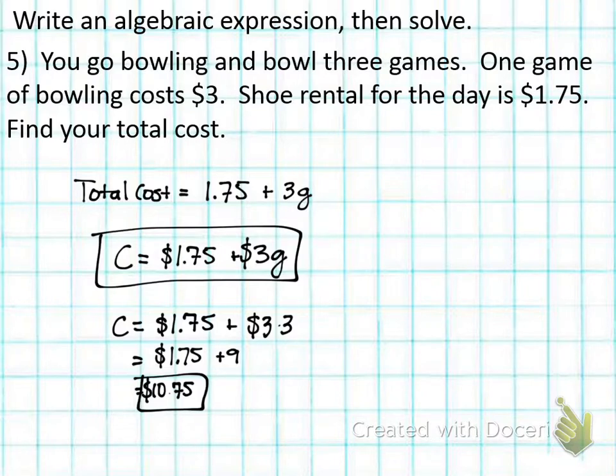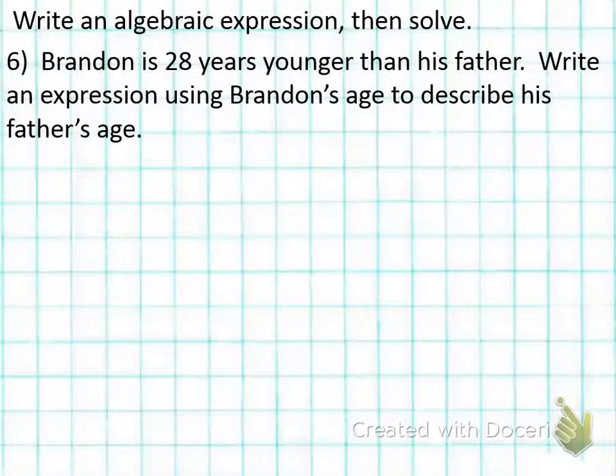So here we go, number 5, or 6 now. Brandon is 28 years old, 28 years younger than his father. Write an expression using Brandon's age to describe his father's age. Okay. So there's 2 ages. There is Brandon's. So what letter do you want to use for Brandon? X. B. Well, X is fine too, but B is a little bit easier. And then what letter do you want to use for his father? F, okay? So B and F are what we need to work on.